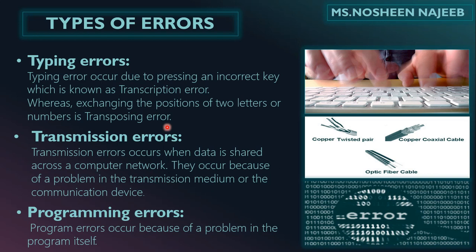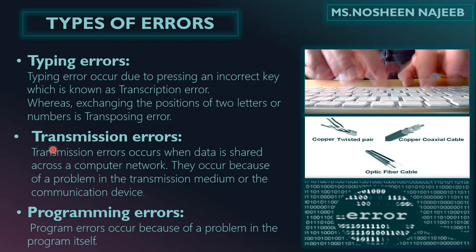For example, we might enter the word computer with the correct spelling, but we misplace two of the letters, like U is switched with R and R is switched with U. We have mistakenly exchanged the positions of the letters, so a transposing error might have happened.